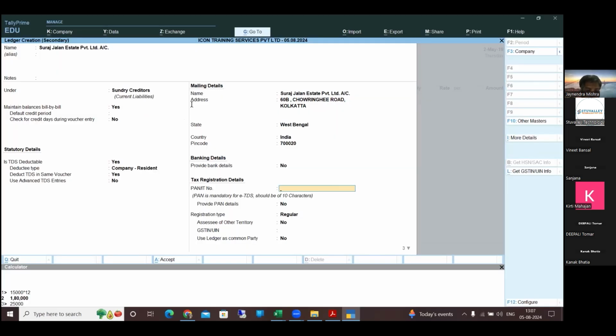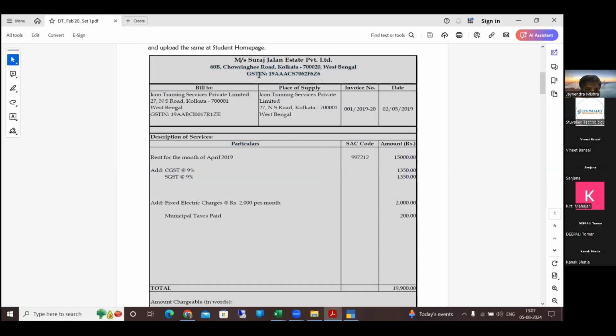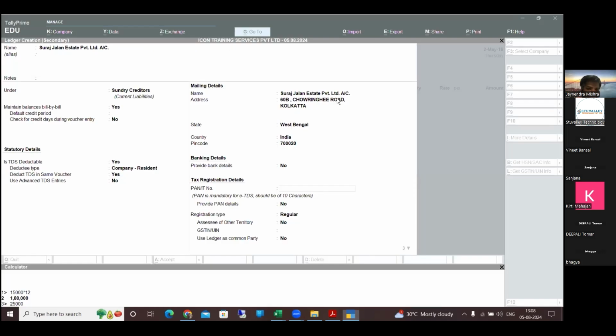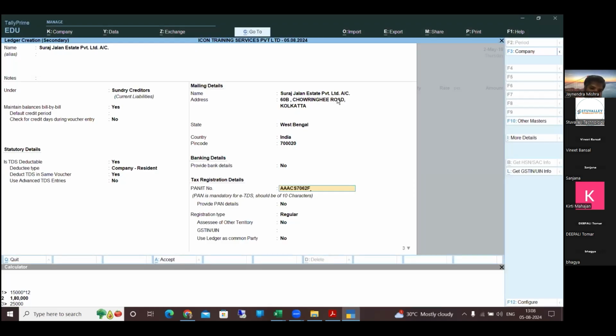Okay, PAN number. The GST number contains the PAN number. 19 is the state code. Then the PAN number starts: 5 alphabets, then 7062, 4 numbers, and again 1 alphabet. This is the PAN number. Copy the PAN number, very important. Yes, friends, copy the PAN number and paste here. Provide PAN detail. Do we have the PAN number of Suraj Jalan? Yes, friends, we have it.